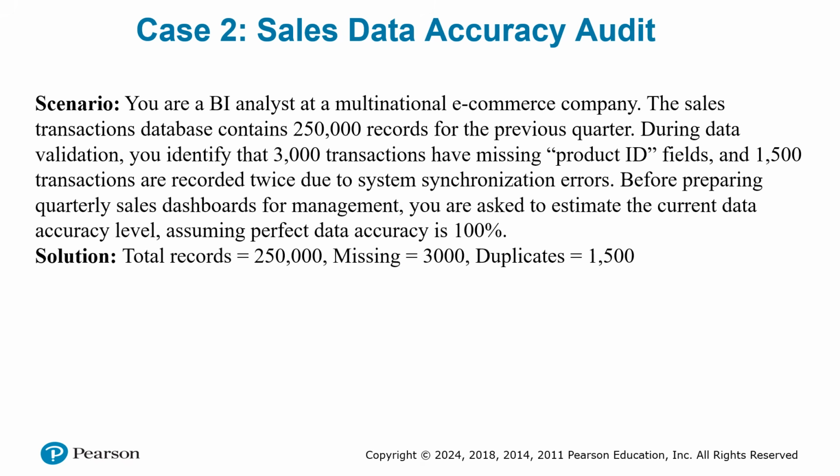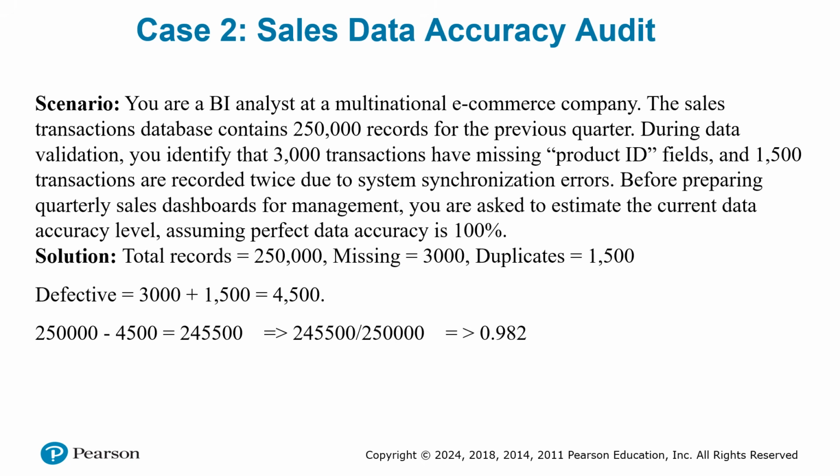Now it's easier to understand. For example, duplicates and missing values you need to manage, and you need to find the exact records. These defects or misleading results you are adding, which is 3,000 plus 1,500, 4,500. So we are removing these from the original total records, and then you can say you have 98.2% data accuracy, which is not 100% actually, because we are removing the missing and duplicate records from the data.